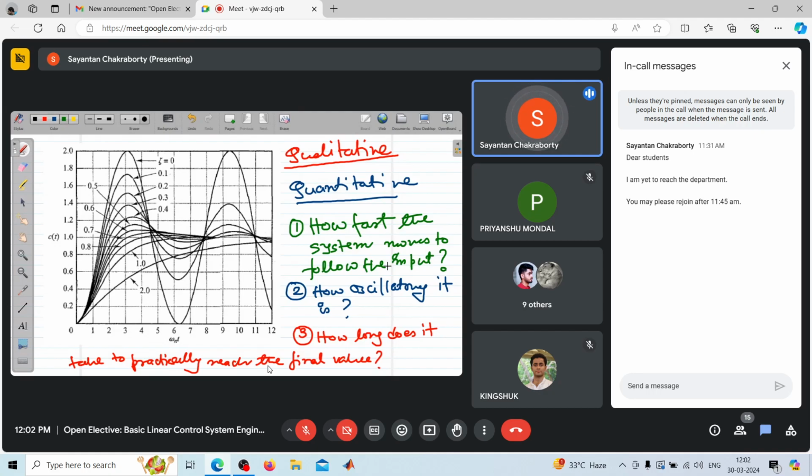Next question is how oscillatory it is. See, for damping ratio more than 1, it is not oscillatory. For damping ratio less than 1, it is oscillatory. And the nature of the oscillation, or the amount of oscillation, depends on the amount of damping. The more damped it is, the less oscillatory it will be. So this is another performance index that you must specify, the level of oscillation. And that will be specified in terms of peak amplitude and the frequency of oscillation. And finally, the most important thing, that how long does it take to practically reach the final value?